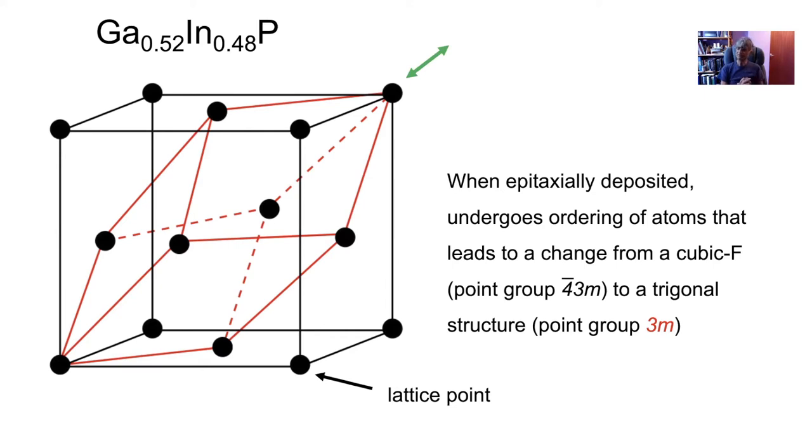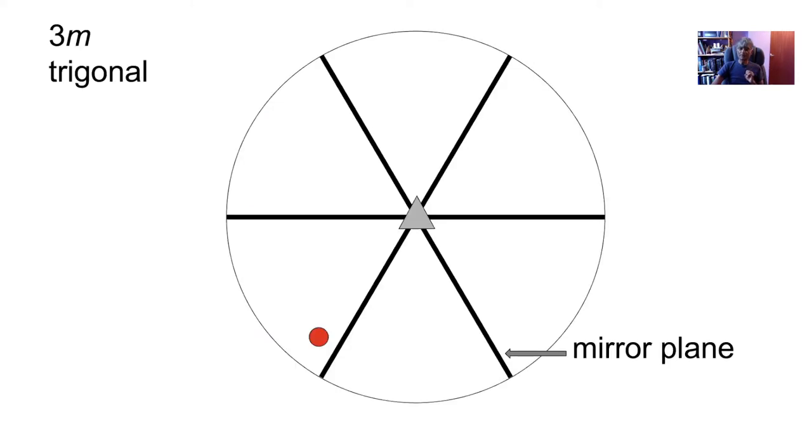And gallium indium phosphide, when it is epitaxially deposited from the vapor phase, undergoes a particular ordering of atoms that leads to a change from a cubic F symmetry with point group bar 4 3m to a trigonal structure with a point group 3m. So a trigonal structure has only one triad, whereas a cubic structure has four triads. So gallium indium phosphide has the point group 3m.